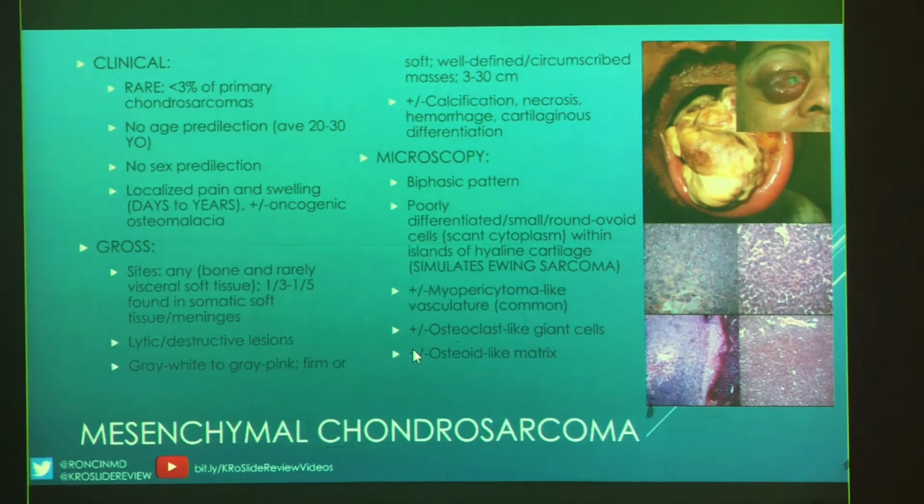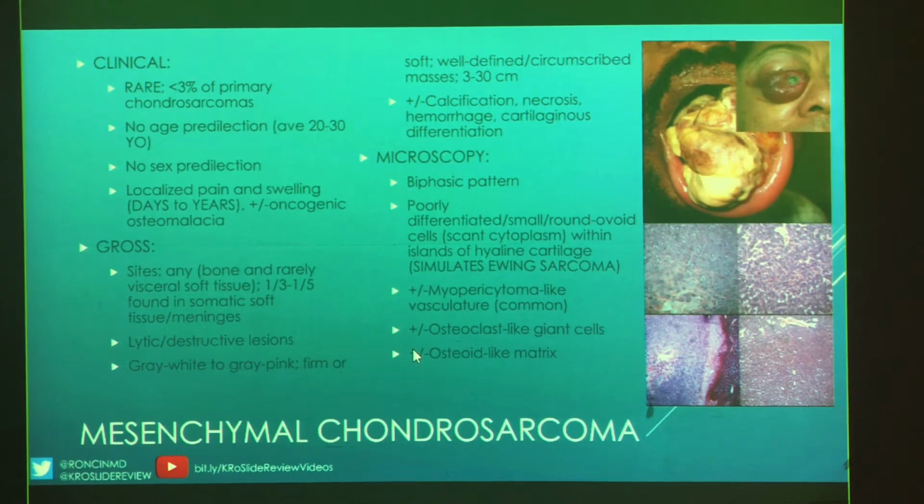Very rare, less than 3% of primary chondrosarcomas, and right, we know our chondrosarcomas aren't overly common to begin with. No age predilection, but on average it's young adults. No sex predilection, and this gives localized pain and swelling, and we're talking between days to years. There can also be oncogenic osteomalacia associated with this. It can involve any bone and sometimes even visceral soft tissues, and quite a few of them are found, I think 1/3 to 1/5, so that's 20 to 33% are found in somatic soft tissue or meninges.